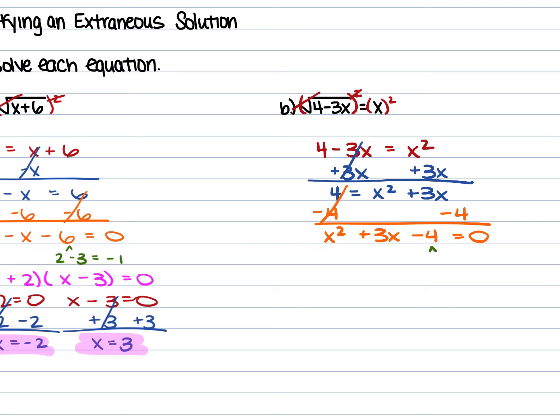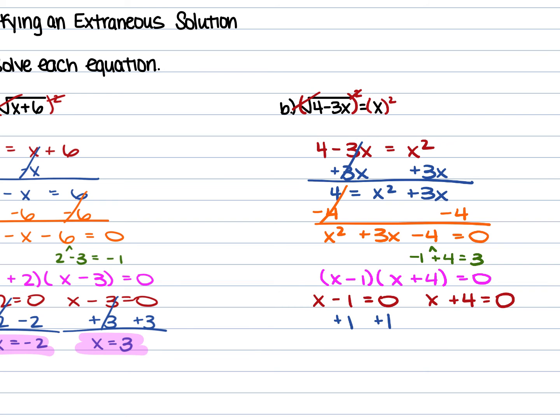Find your factors of negative 4 that add up to be a positive 3. If you have negative 1 and positive 4, that gives you a positive 3 when you add them. So this factors out to be x minus 1 times x plus 4 is equal to 0. Set each of these equal to 0 and solve for both. For the x minus 1 is equal to 0, add your 1 to both sides. You get x is equal to 1. For x plus 4 is equal to 0, subtract the 4 from each side. You get x is equal to negative 4. So your two solutions are 1 and negative 4.